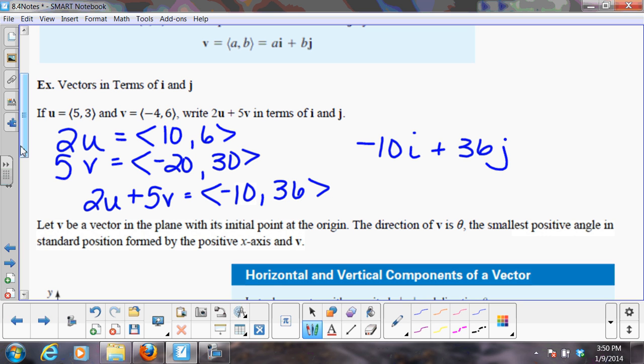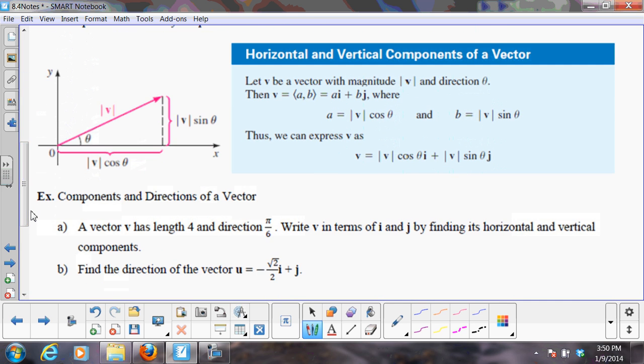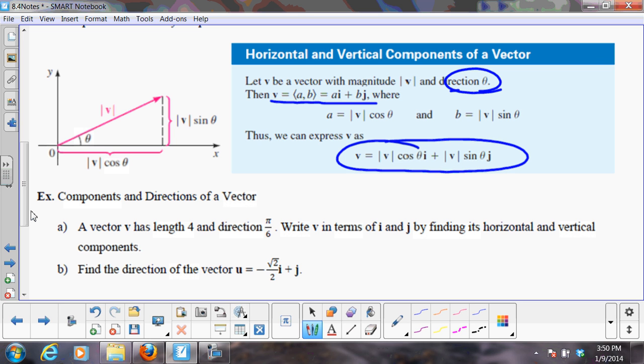All right, then we're on to direction angles. This is if we have an initial point at the origin, and then theta is the smallest positive angle in standard form. Okay, so we have this vector here, whichever way you write it. This is another way that we can represent it. Here we can find our direction angle theta given this piece. All right, down we are at the examples.